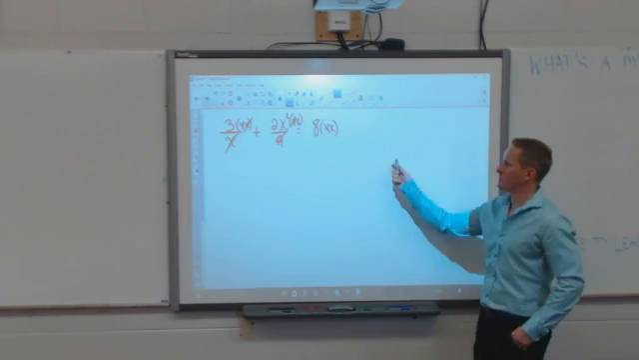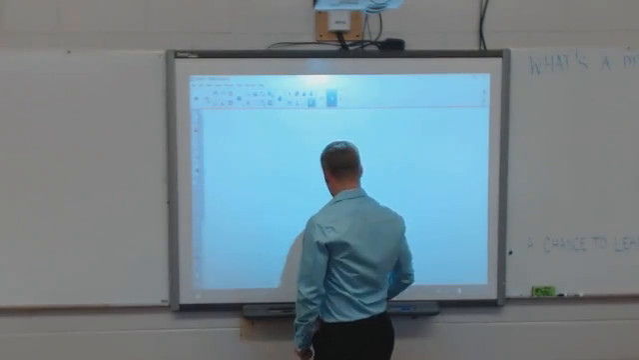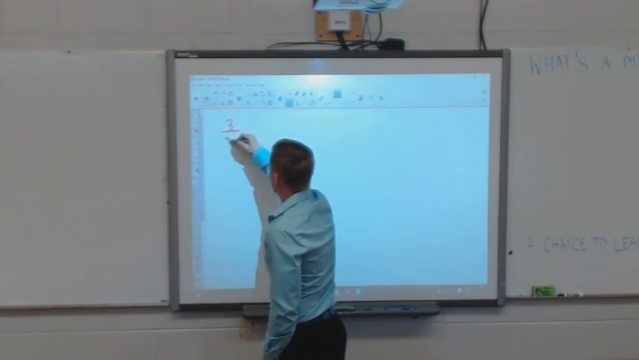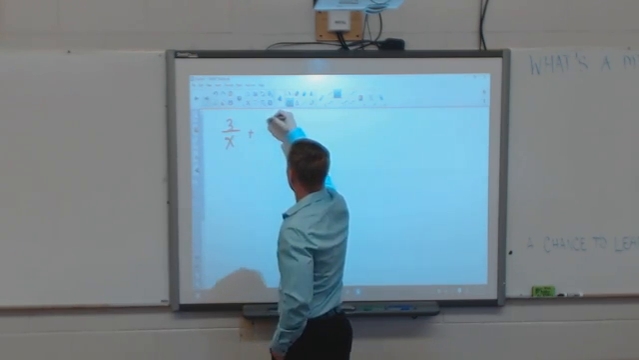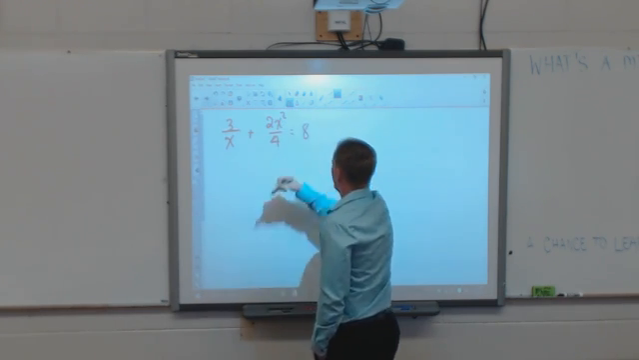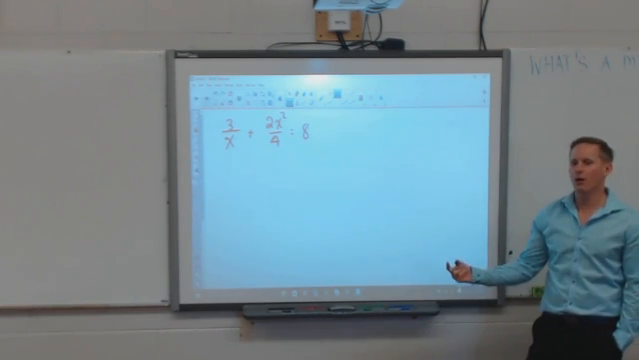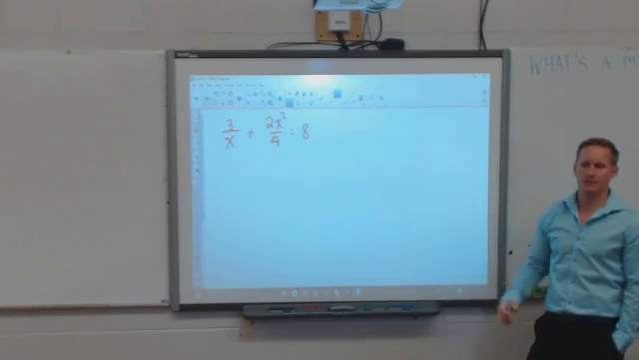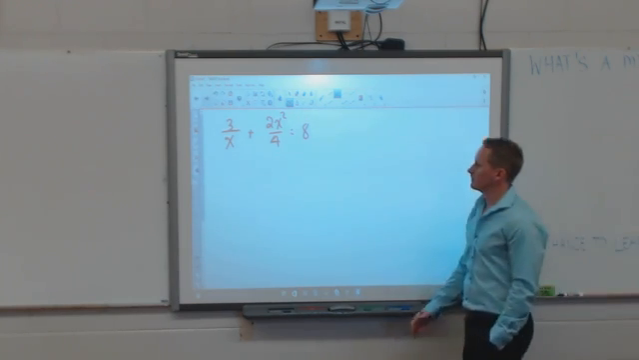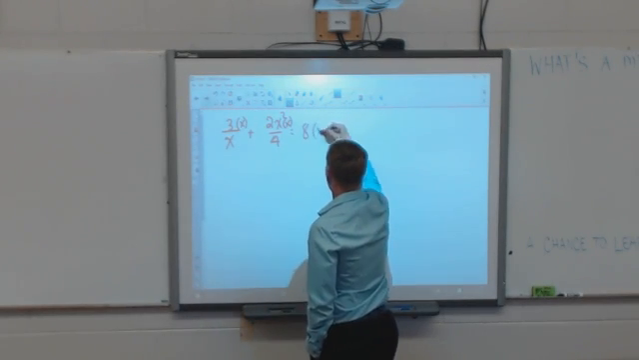All right, so this is still causing a little bit of grief here. So let's look at this one again. What was it? 3 over x plus 2x squared over 4 equals 8. I want to get rid of the denominator, but I don't know a common denominator. I have a hard time with this. So the first thing I'm going to do is times everything by x. I'm going to times this by x, and this by x.